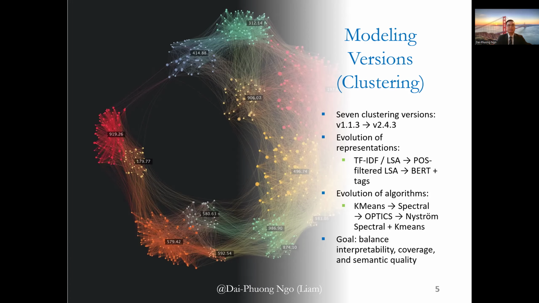From there, I explore different clustering philosophies: OPTICS to discover dense topic islands, and finally, Nyström spectral embedding followed by KMeans to achieve full coverage scale. The overarching question across versions is not which algorithm is best, but rather how different modeling choices trade off semantic coherence, interpretability, and operational usefulness.